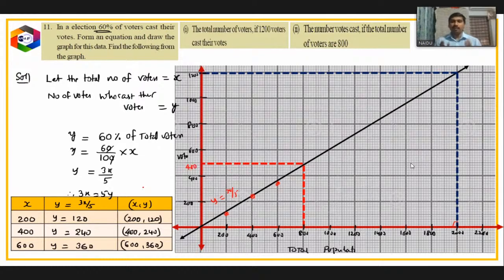So from the graph it is very clear that if 1200 persons cast their vote, then the total population is 2000. Suppose 800 is the total voters, let us think voters, not population. Then as per this data, only 480 have utilized their vote. Why? Because only 60% is utilized. That's why the value will be 480. So without any calculation, simply by drawing the graph, we have calculated the unknown values. I think it is clear for you, children.